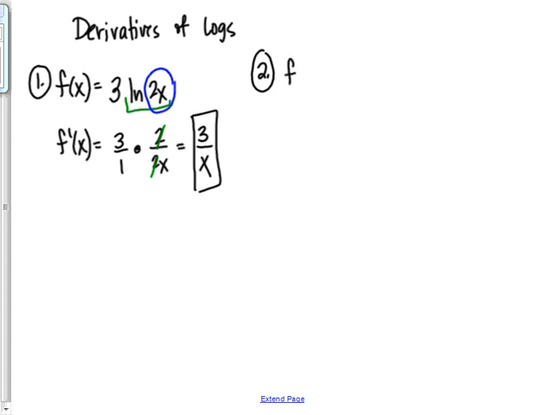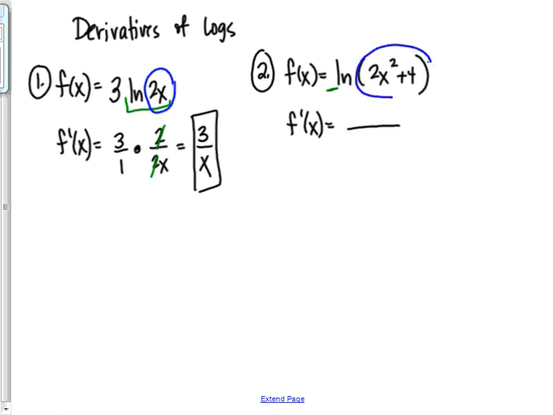All right, so let's do this one. f of x is equal to the natural log of 2x squared plus 4. When I take the derivative, there's nothing in front of this one like there was before, so there's nothing to put in front. I'm just going to draw my fraction bar. Remember, whatever's behind the ln goes on the bottom, and then the derivative of the bottom goes on the top. Well, the derivative of 2x squared is 4x, and the derivative of 4 is 0, so that's all I've got.